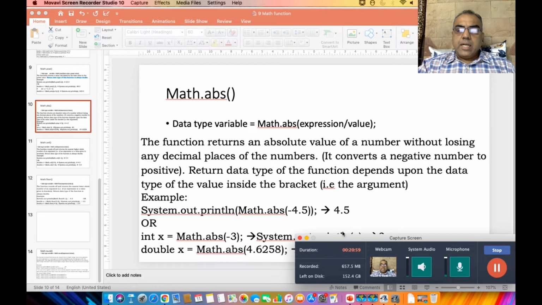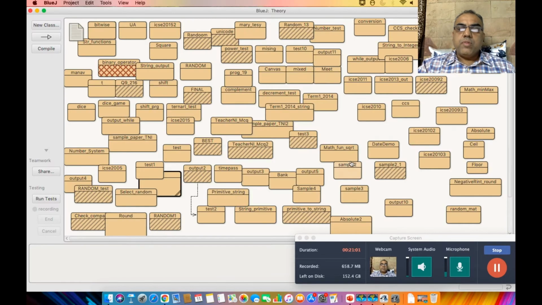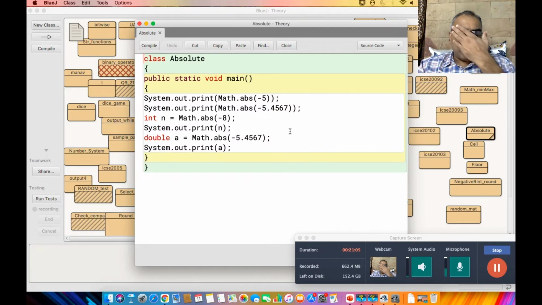So let us check our program as to how absolute, math.abs, will work. Here is a program, and here is a small explanation of how the function will work. We've got a function here: math.abs of minus 5 will definitely return us 5 because it's an integer. But when it comes to minus 5.4567, the answer is going to be 5.4567. This entire value will come without losing any decimal point.